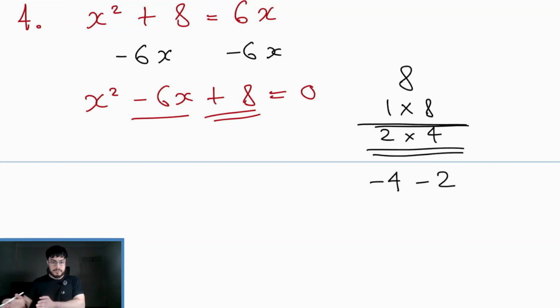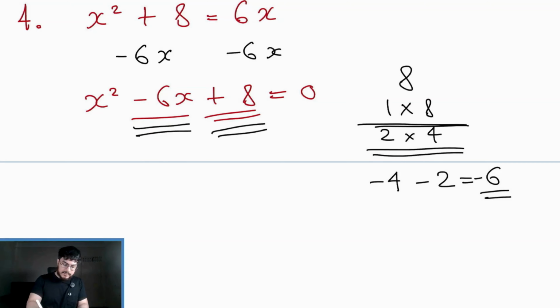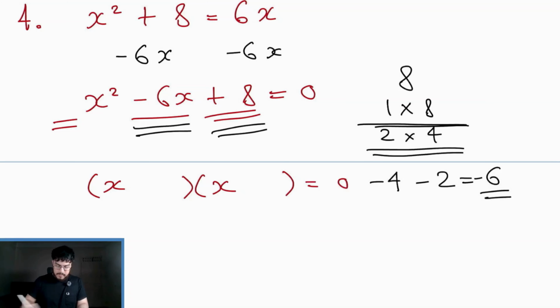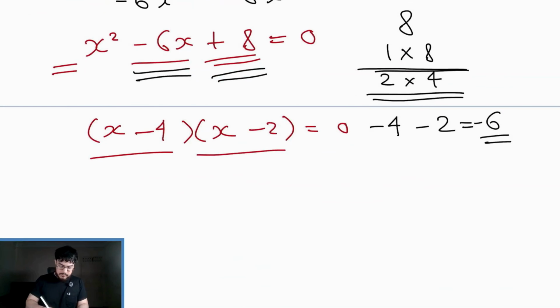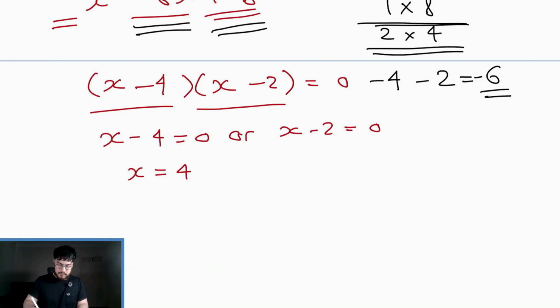Minus 4 minus 2 is minus 6. And again, because it's a negative times a negative, minus 4 times minus 2 is positive 8. And so we've got both conditions met. And it's a simple quadratic, nothing in front of the x squared. Therefore, we can put two brackets out, x equals 0, and then minus 4 minus 2 is equal to 0. Either this bracket is 0 or this bracket is 0, so x minus 4 is equal to 0, or x minus 2 is equal to 0. Therefore, x is equal to positive 4, or x is equal to positive 2.